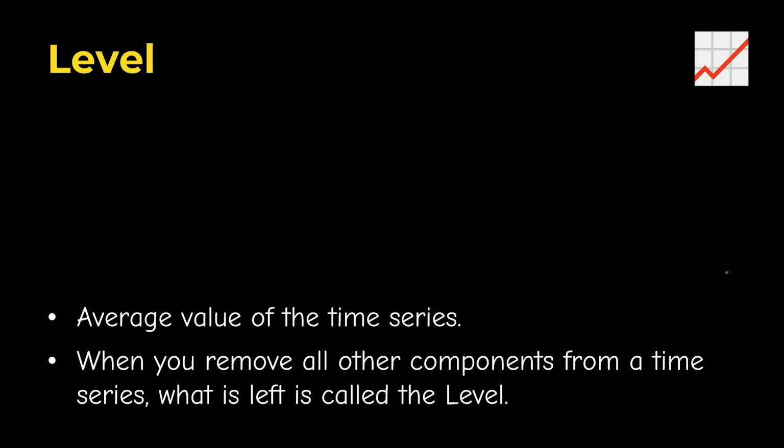Now we have seen trend, seasonality, cyclicality, and different kinds of irregularities. Now the final major component of a time series is the level. What is level? Level is the average value of the time series. Simple, right? When you remove all other components from a time series, what is left is called the level. It is the base level. If this is the level, this is the earth or ground, and you keep stacking floors over floors, you create a skyscraper, right? This is exactly what level is.